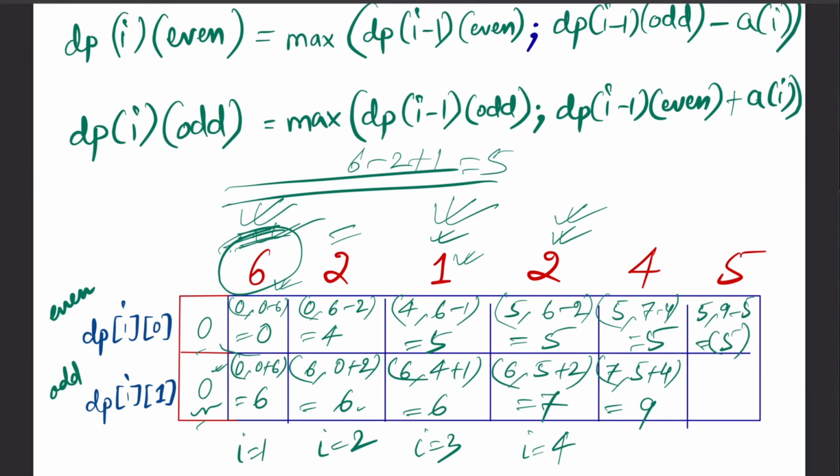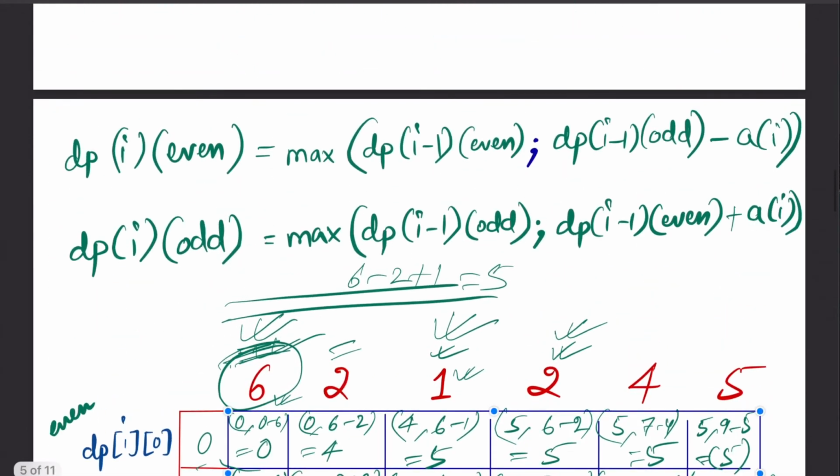Let's see what was the for odd length. For odd length, I can either take the previous best, which was 9, or what I can do, I can simply take the even length best, which was 5, and I can add the current value 5 to it. So I get this 10 here, and this was our answer. So that's how we solve this particular problem.